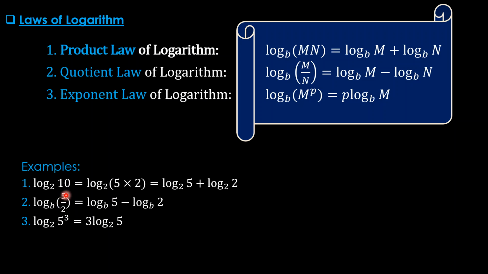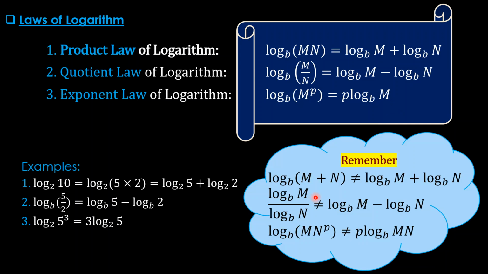Similarly, log 5 over 2, this is the quotient law. Log m over n is log m minus log n. So log 5 over 2 is log 5 minus log 2. And exponent: log 5 cube means 3 log 5. So like this, log m to the power p means p log m.